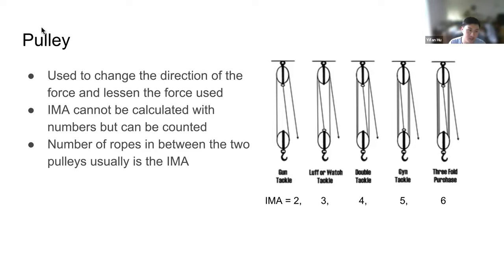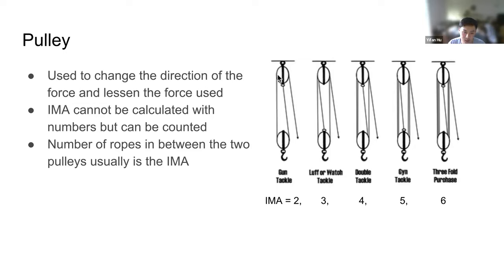I'll first finish. This is a pulley. It's used to change the direction of the force and lessen the force used, like most other simple machines. The IMA can't really be calculated because the distance doesn't matter, but you can count it. In most simple pulleys, it's just how many lines of string are between the two pulleys.